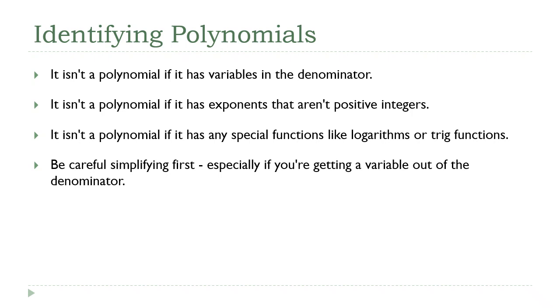And be careful with simplifying first, right? Especially if you're getting a variable out of the denominator, right? The rule here is you can simplify the number parts, right? Because 2/4, you can make that 1/2 and that's fine, right? But if you simplify in a way that takes a variable out of the denominator, that's kind of not a valid approach, all right? If there's a variable in the denominator, even unsimplified, then the answer is no, it's not a polynomial.